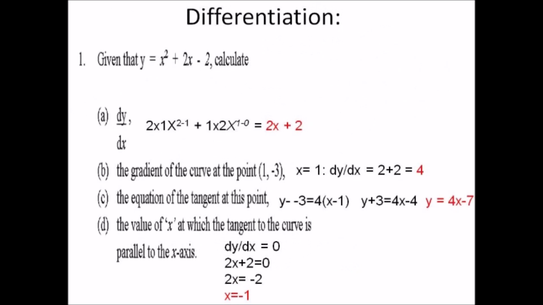Okay, differentiation. dy over dx is 2x plus 2. The gradient is 4. The equation worked out to be y is equal to 4x minus 7, and then the value of x was x equal to negative 1 for 1d. Okay, that's the value of x where the tangent to the curve is parallel to the x-axis. So you put it equal to 0, and then you get a value for x, which worked out to be negative 1.